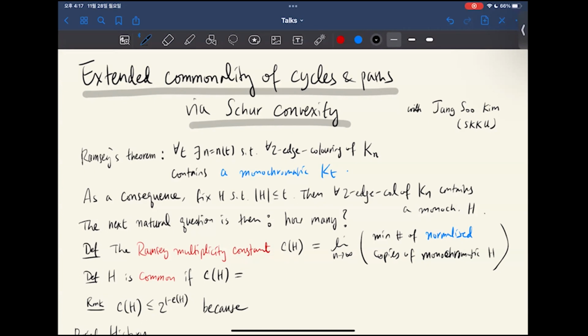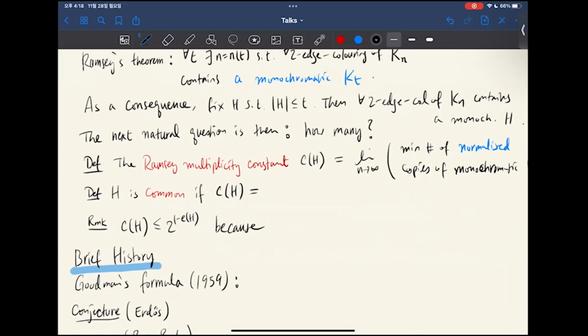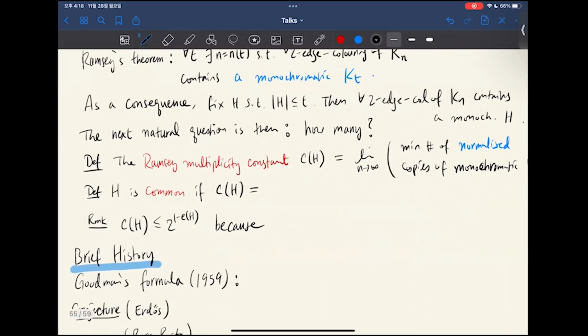I mean, let's skip very detailed definitions. Let's just keep it soft. And we say that H is common if this Ramsey multiplicity constant is exactly 2 to the 1 minus the number of edges in H. So here E of H throughout this talk denotes the number of edges in H. Okay. Yeah, if this is true, then we say that a graph H is common.